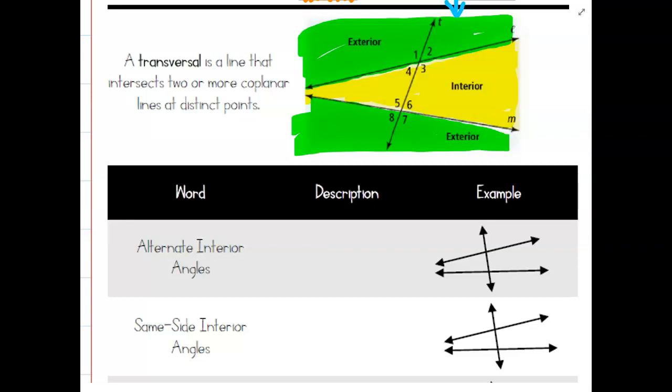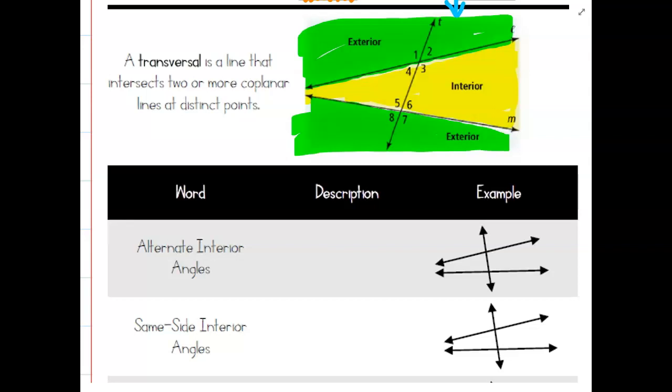The other way is talking about the transversal. So that's dealing with the two lines that you're talking about. You have the exterior angles, the interior angles. Now, if you focus on the transversal, we're going to talk about pairs of angles. If I pick any two angles, these two angles could either be on the same side of the transversal or on opposite sides of the transversal. If they're on the same side, we're going to call them same side angles.